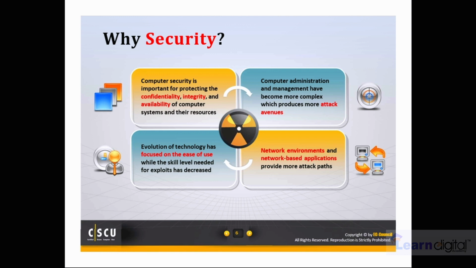So there are four key points. First, computer security is important for protecting the confidentiality, integrity, and availability of computer systems and their resources. As we discussed in the previous session, the elements of security are CIA, that means confidentiality, integrity, and availability. We will also go through it in this session as well. Second, computer administration and management have become more complex, which produces more attack avenues. Third, evolution of technology has focused on ease of use while the skill level needed for exploits has decreased. And the fourth, but not the least, network environments and network-based applications provide more attack paths.